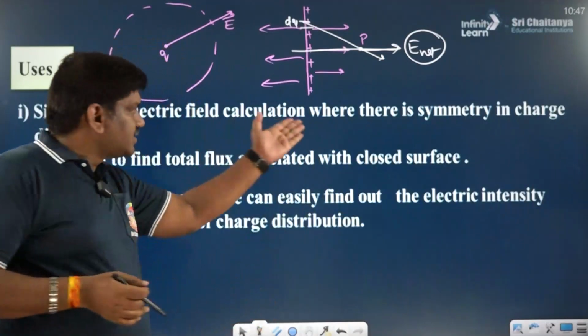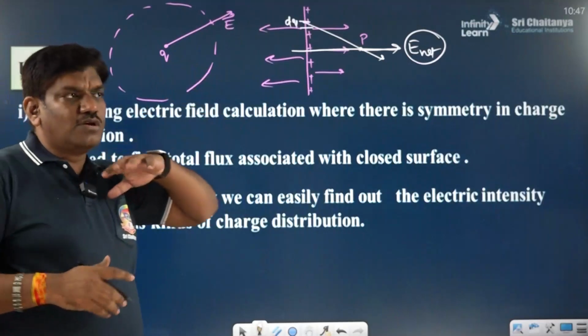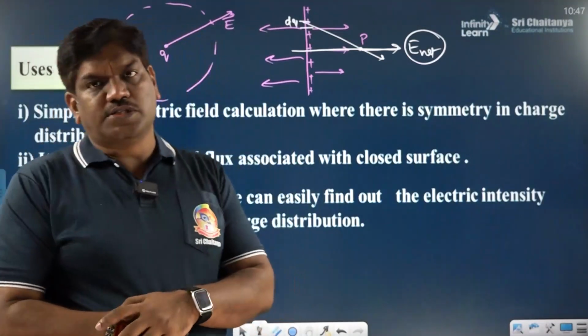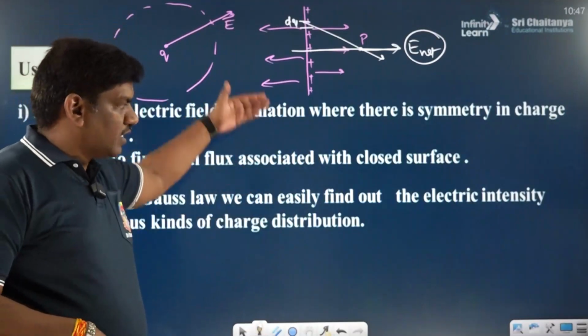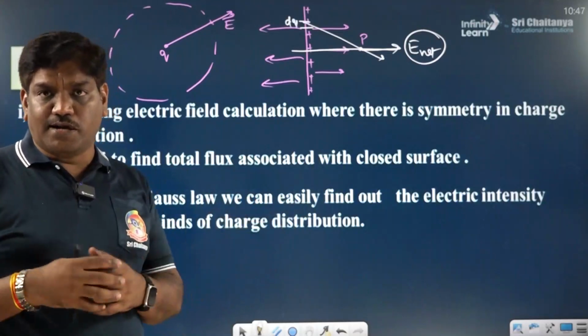So in these cases where there is a symmetrical distribution of charges, by using the Gauss law it is much easier to calculate electric field intensity. In this particular lecture, I am just going to discuss the validity of the Gauss law and related problems.